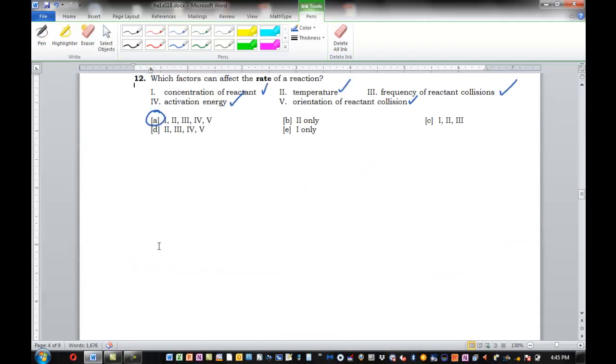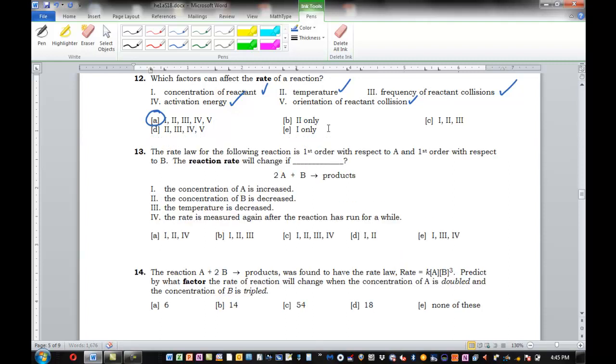All right, I have a page break here because I've added more space. There we go.